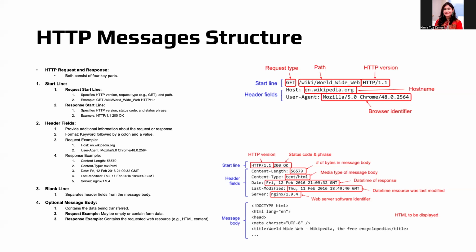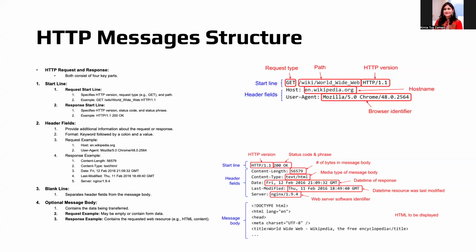In an HTTP request, the start line includes the type of request such as GET, POST, etc., the path to the resource, and the HTTP version being used. For example, in the request for the Wikipedia page on the World Wide Web, the start line is GET /wiki/World_Wide_Web HTTP/1.1. This indicates that it's a GET request for a specific path using HTTP version 1.1. For HTTP responses, the start line includes the HTTP version, a status code, and a status phrase. For example, HTTP/1.1 200 OK, which indicates that the request was successful.